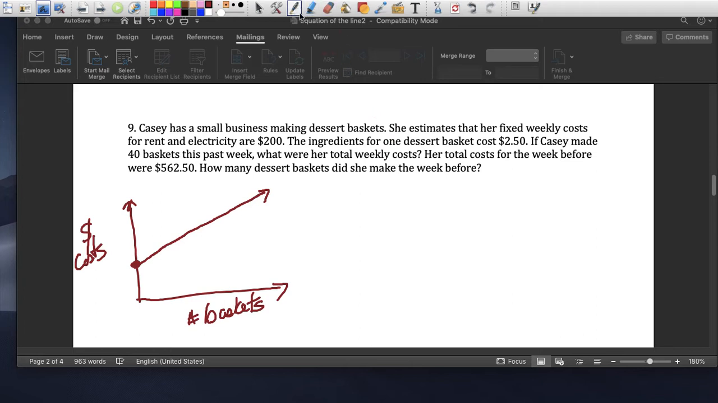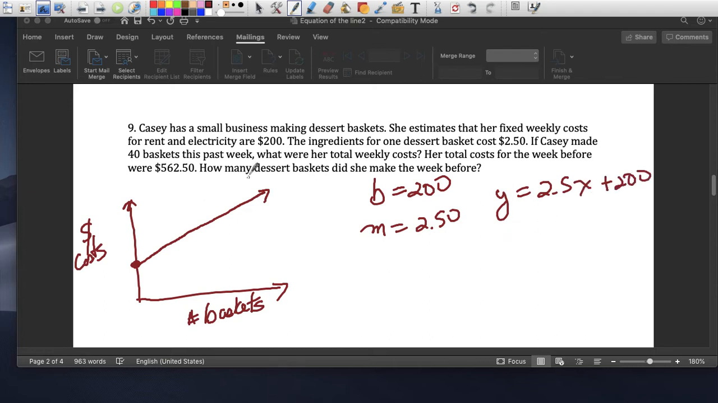So my equation, do I have a y-intercept? I do. The y-intercept is 200. My m is 2.5. My equation equals 2.5x plus 200. So the first thing says, if she sold 40 baskets, how much is her cost? Well, 2.5 times 40 plus 200, right? She has to pay for the 2.5 times 40, which equals 100. Okay?